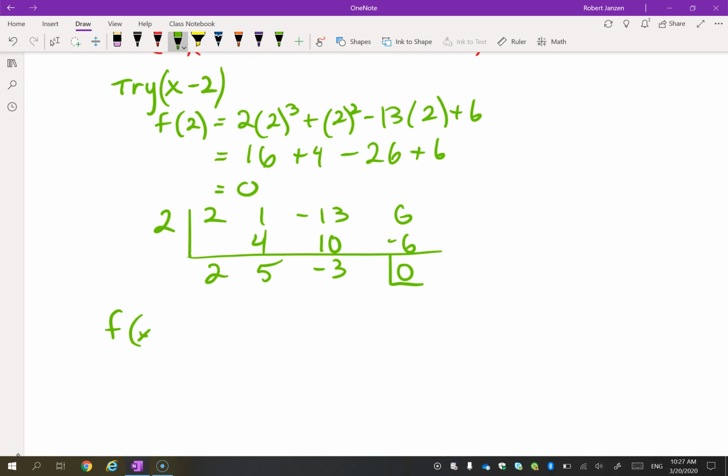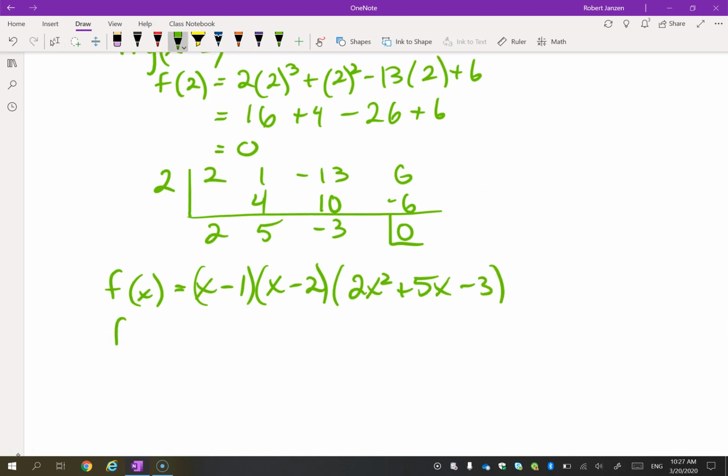So here's what I have. F of x is x minus 1 times x minus 2 times 2x squared plus 5x minus 3. And if I factor that, there it is.